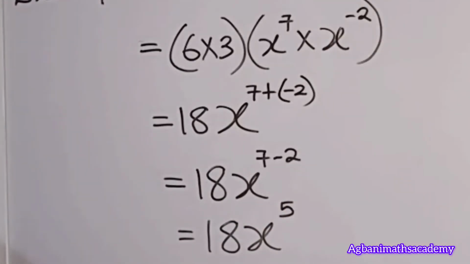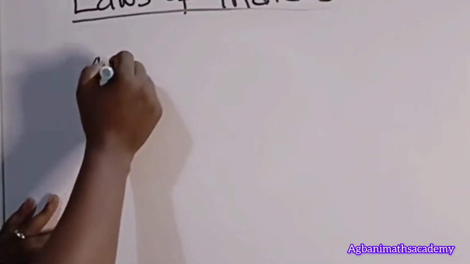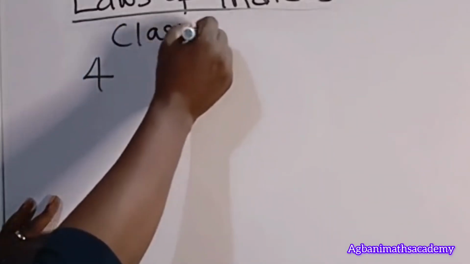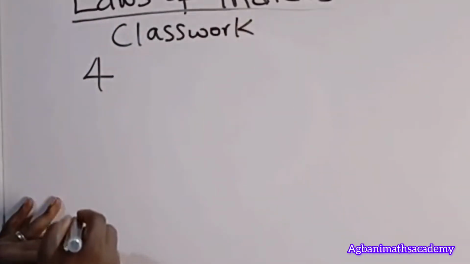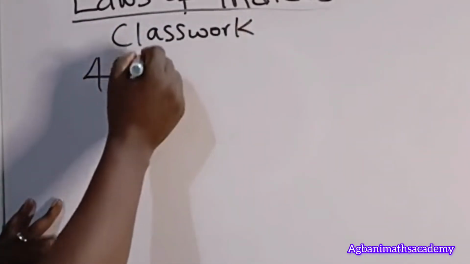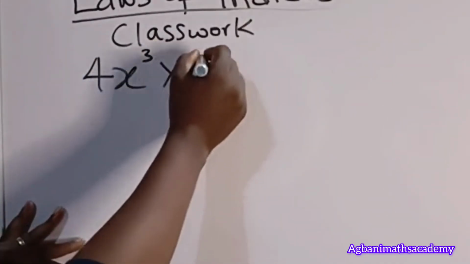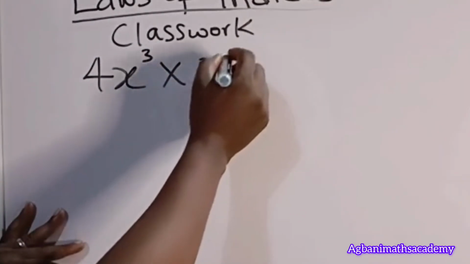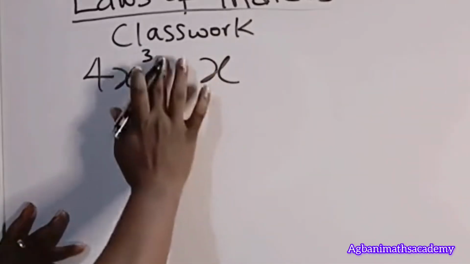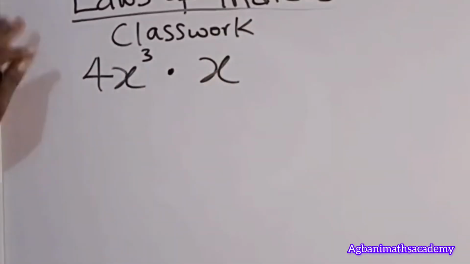So I'd like you guys, I'm going to write one classwork. You try it, then we go to the next law. Let me use dots. So dots means multiplication.